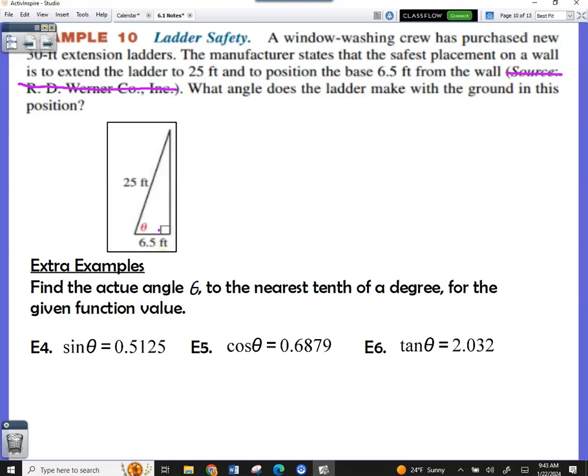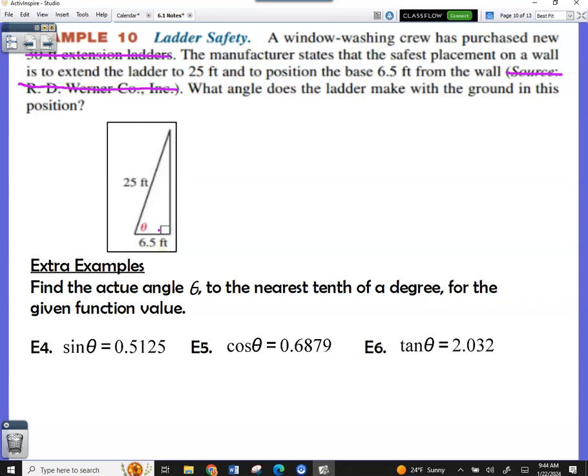Yeah. The 30-foot extension ladder. When they said that they purchased new 30-foot extension ladders, and then if you read the next sentence, it says they only want you to extend the ladder to 25 feet. So this is an element of, like, let's throw them for a loop. The ladder will extend to 30, but the problem says we're only going to extend it to 25. So you've got to pay attention to that unnecessary info.